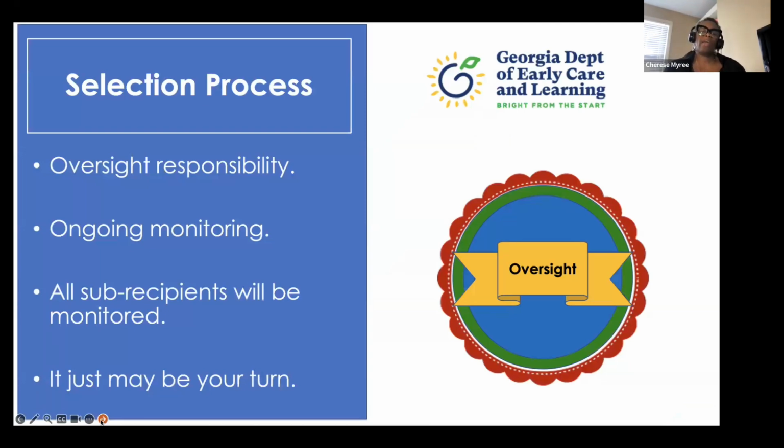And so, as a part of that oversight responsibility, they have to do ongoing monitoring. Part of that monitoring may look like a specialist that comes out during the year to look at certain things with your program and provide technical assistance. And part of that oversight monitoring may be an agreed upon procedures review. All recipients will be monitored at some point or another. And if you happen to get a letter, it may just be your turn. So, no need for you to get all up in arms about why you were selected, because everybody at some point will be selected for an AUP or some sort of monitoring.